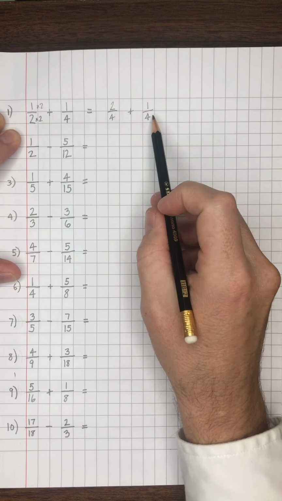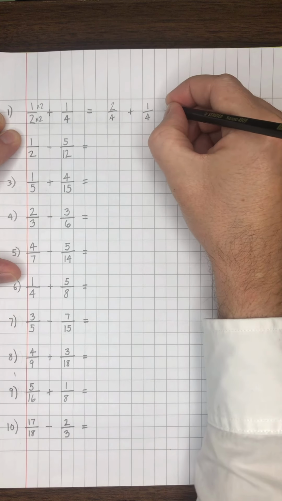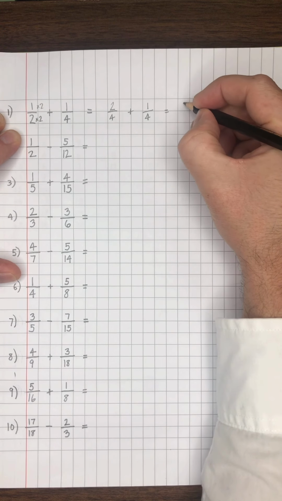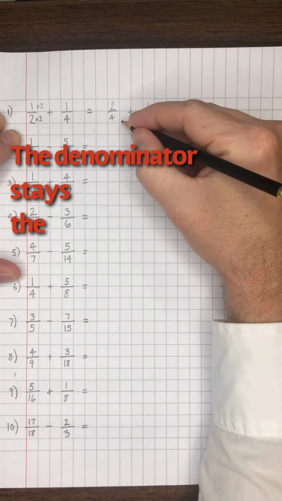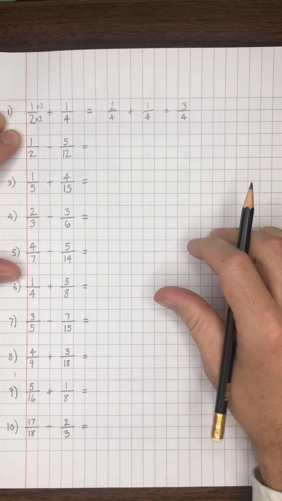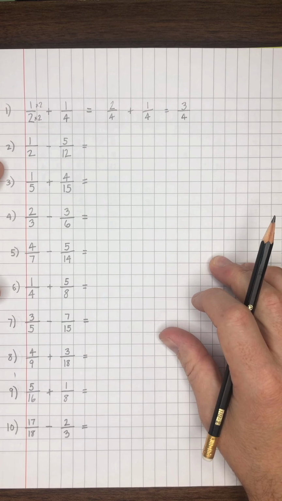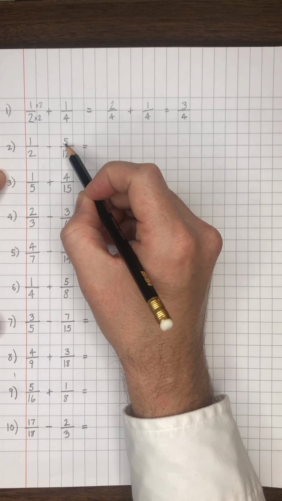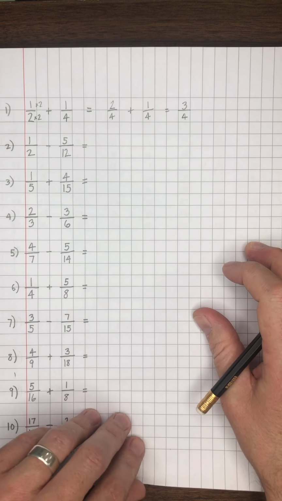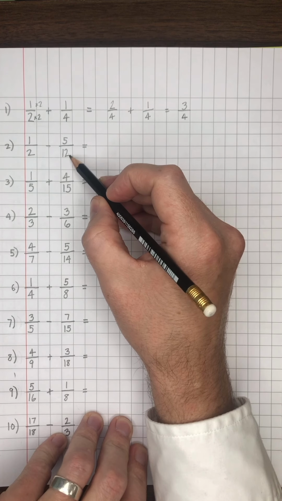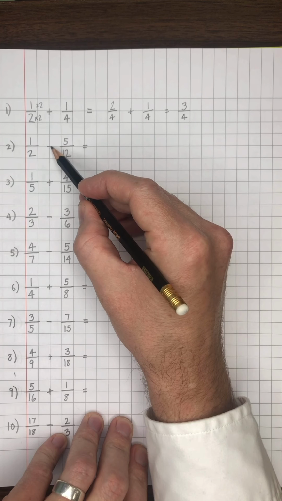Now we have denominators that are the same. All we have to do is simply add the numerators, and the denominator stays the same. Our answer is 3/4. Question 2, 1/2 minus 5/12. This is a subtraction. The procedure is the same, just the operation is different.